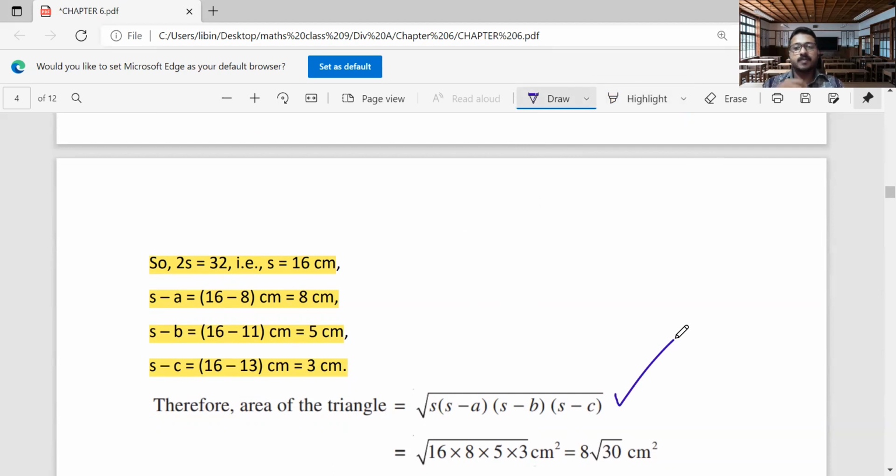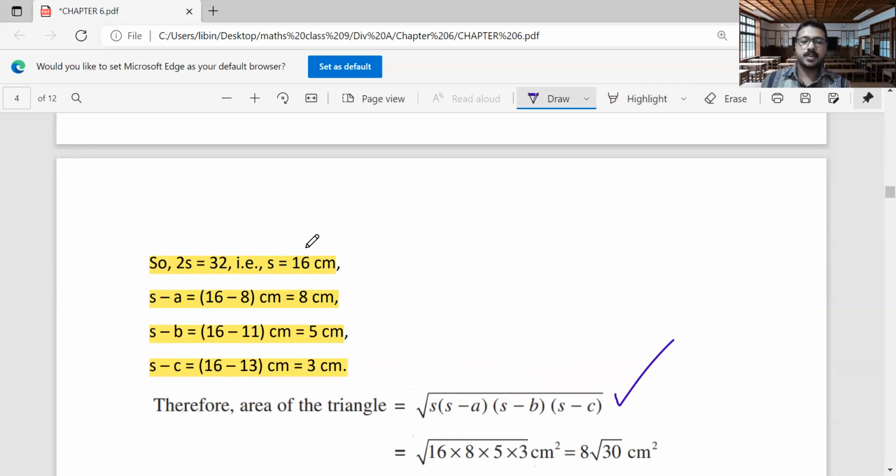And one more thing, whenever you are asked a question to make use of Heron's formula, first of all write the equation. Even if there is some mistake, still you will get some mark for that question. But if you are not writing the equation, you may not get any mark. That is the problem. So always write the equation first, then substitute each and every value.